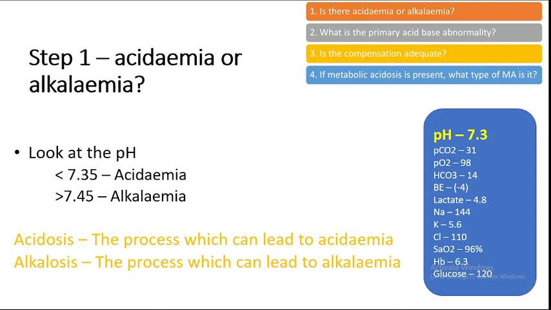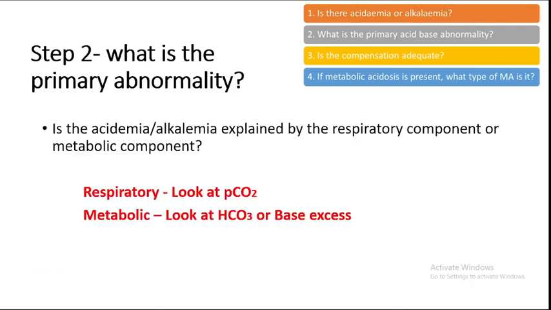But we are not using these two terms very commonly. We rather use alkalosis and acidosis. But actually, acidosis is the process which can lead to acidemia, and alkalosis is a process which can lead to alkalemia. So when we look at our blood gas, we see that the pH is 7.3. It's less than 7.35, so it's acidemia. Step 1 completed.